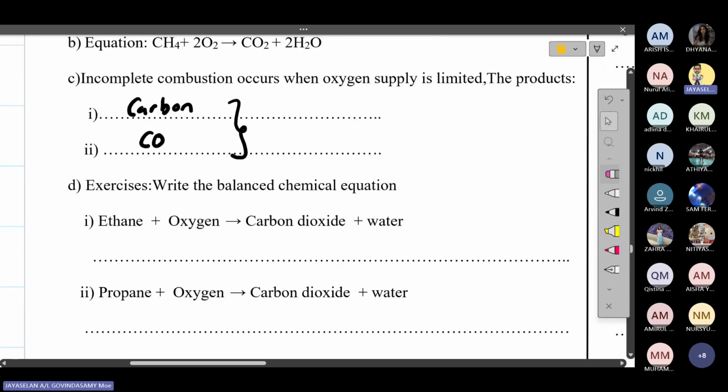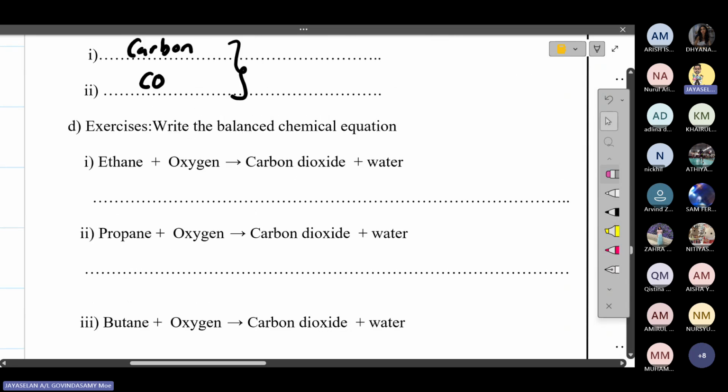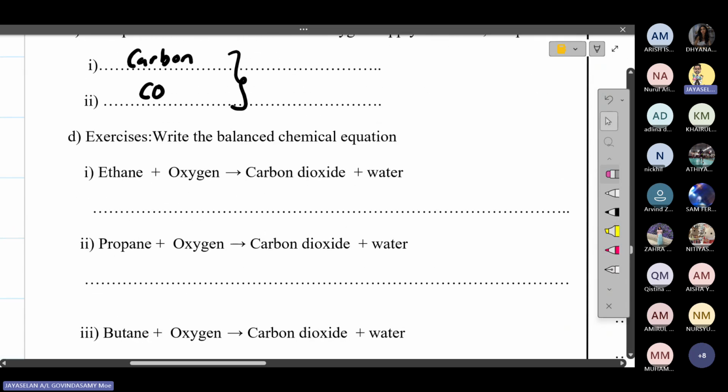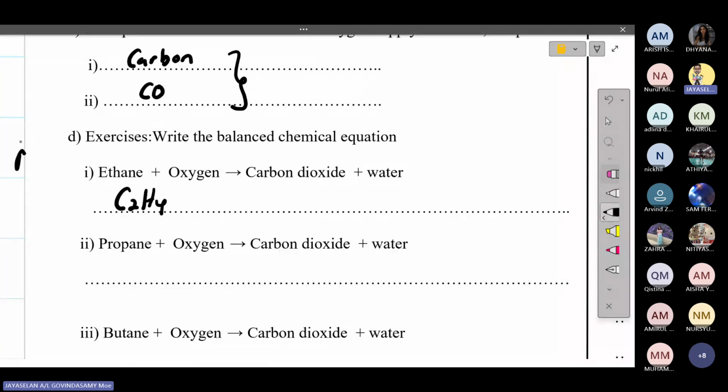Okay, done. Now we do number 1. Number 1, I'll do. Number 2, you guys do. Okay, number 1, C2H4. You know ethane, alkane. So this one all you all know already. Okay, CnH2n plus 2. Apply n equals 2. C2H will be 6.